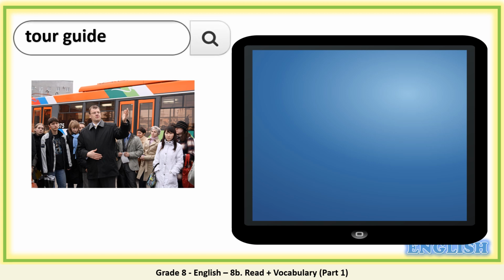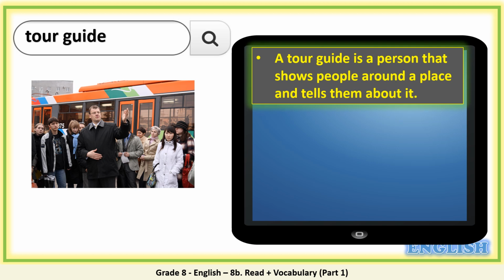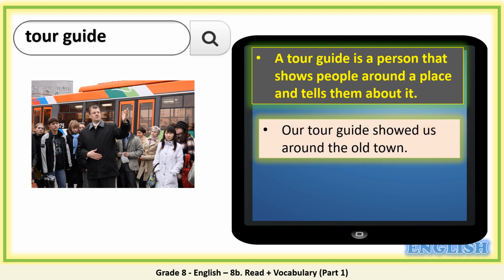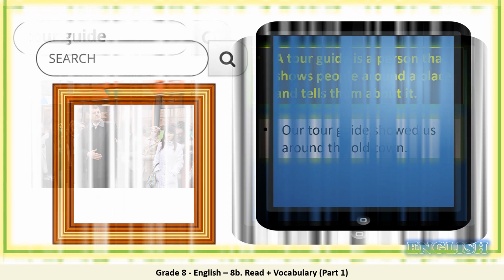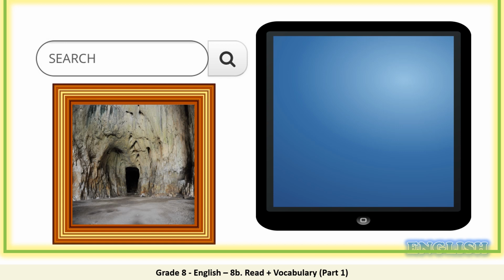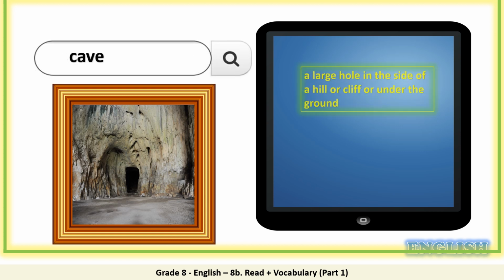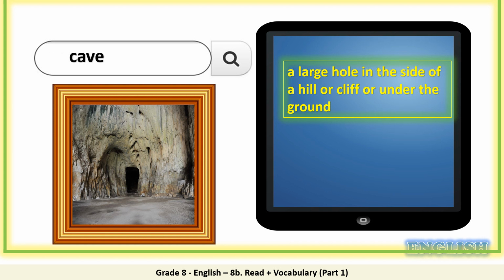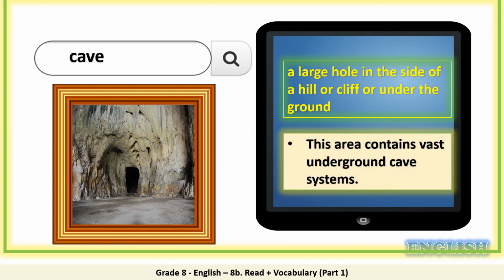The first one, tour guide, is a person that shows people around a place and tells them about it. For example, our tour guide showed us around the old town. One more word is, as you see in the picture, cave, which is a large hole in the side of a hill or cliff, or under the ground. For example, this area contains vast underground cave systems.